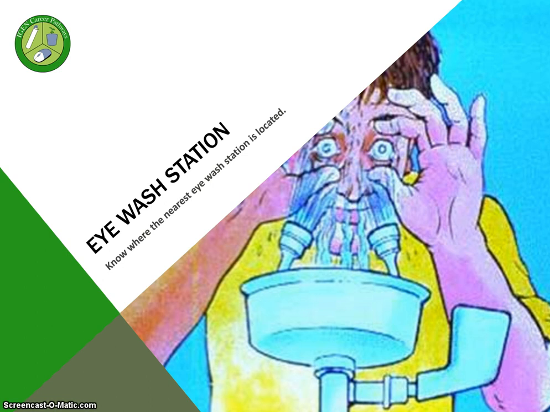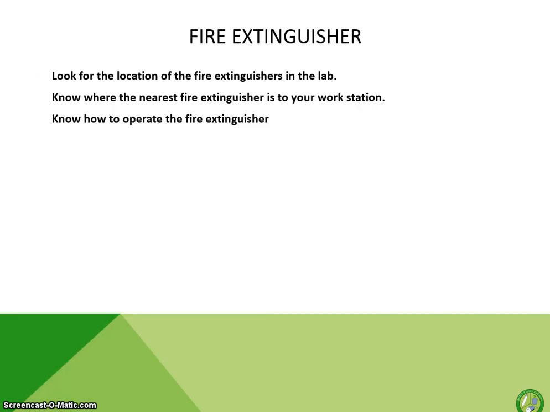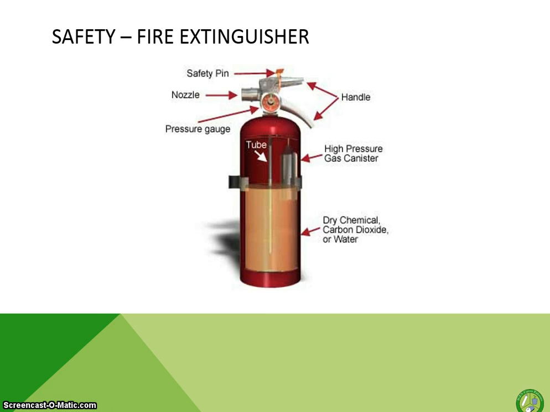You should know the location and operation of the nearest eye wash station in case you get anything in your eyes. And you should know the location and the operation of the nearest fire extinguisher. This is a typical fire extinguisher. You have a safety pin, you have a nozzle, you have a handle, a pressure gauge, and then a high pressure gas canister, which will be loaded with either a dry chemical, carbon dioxide, or water.